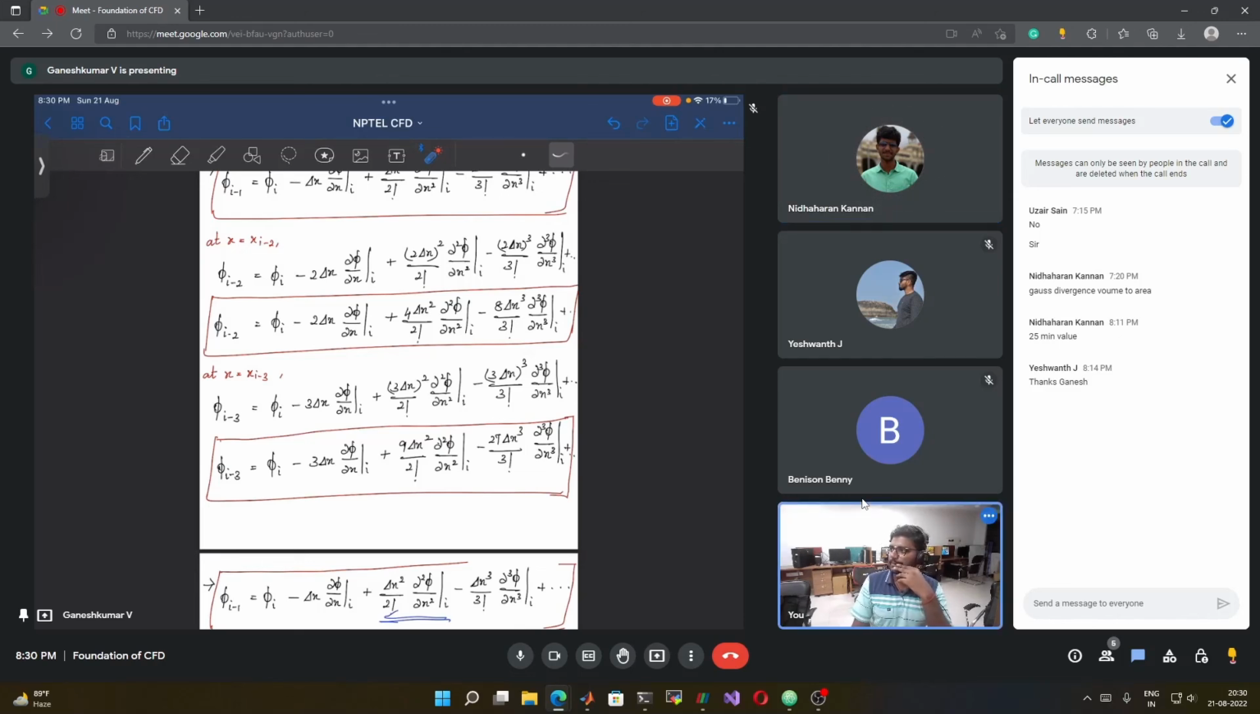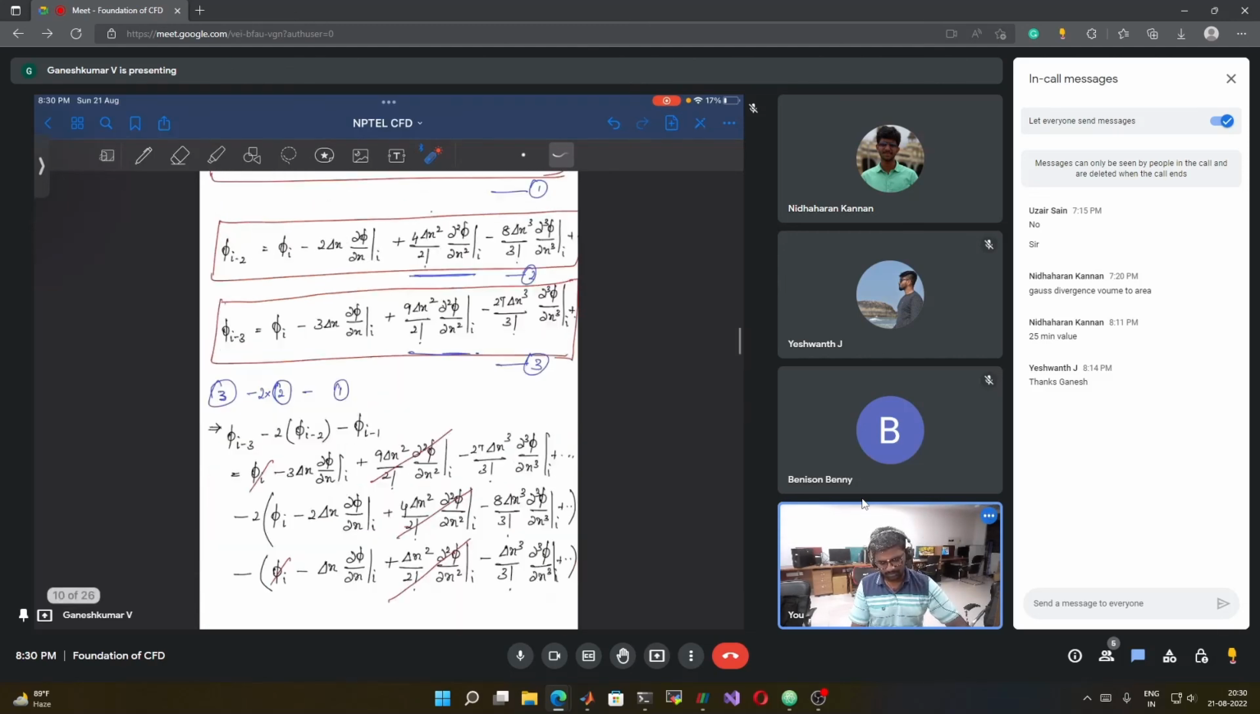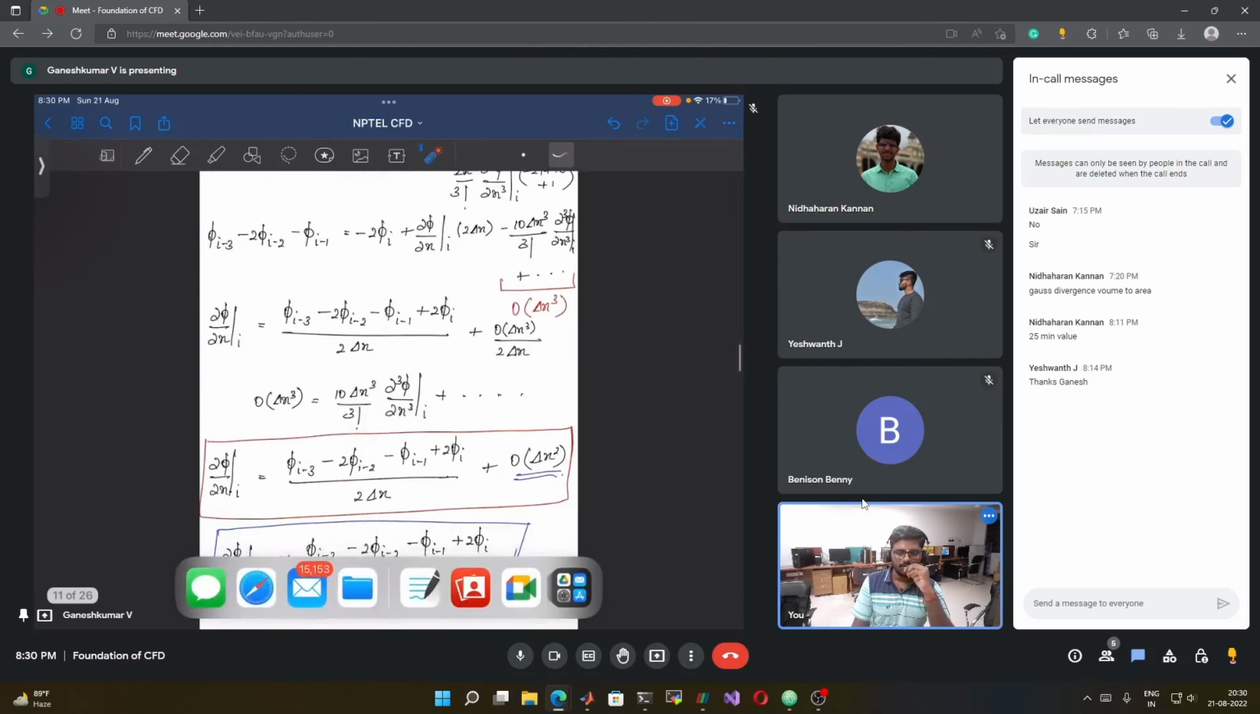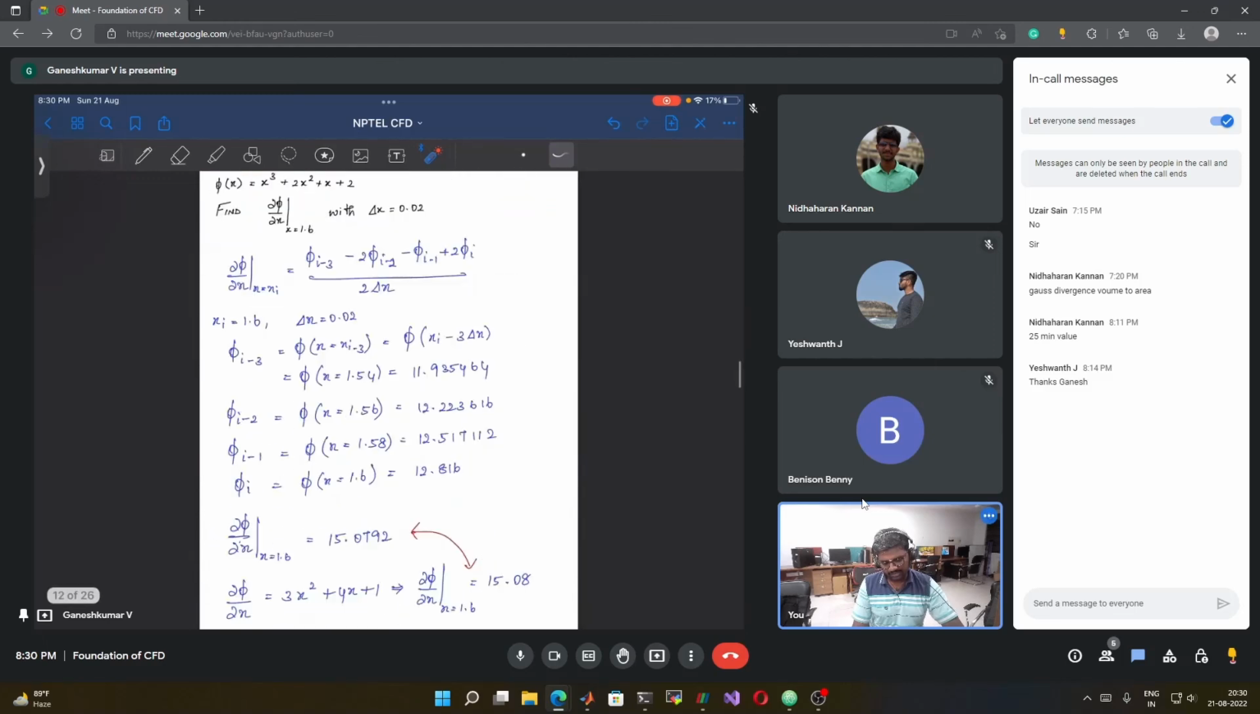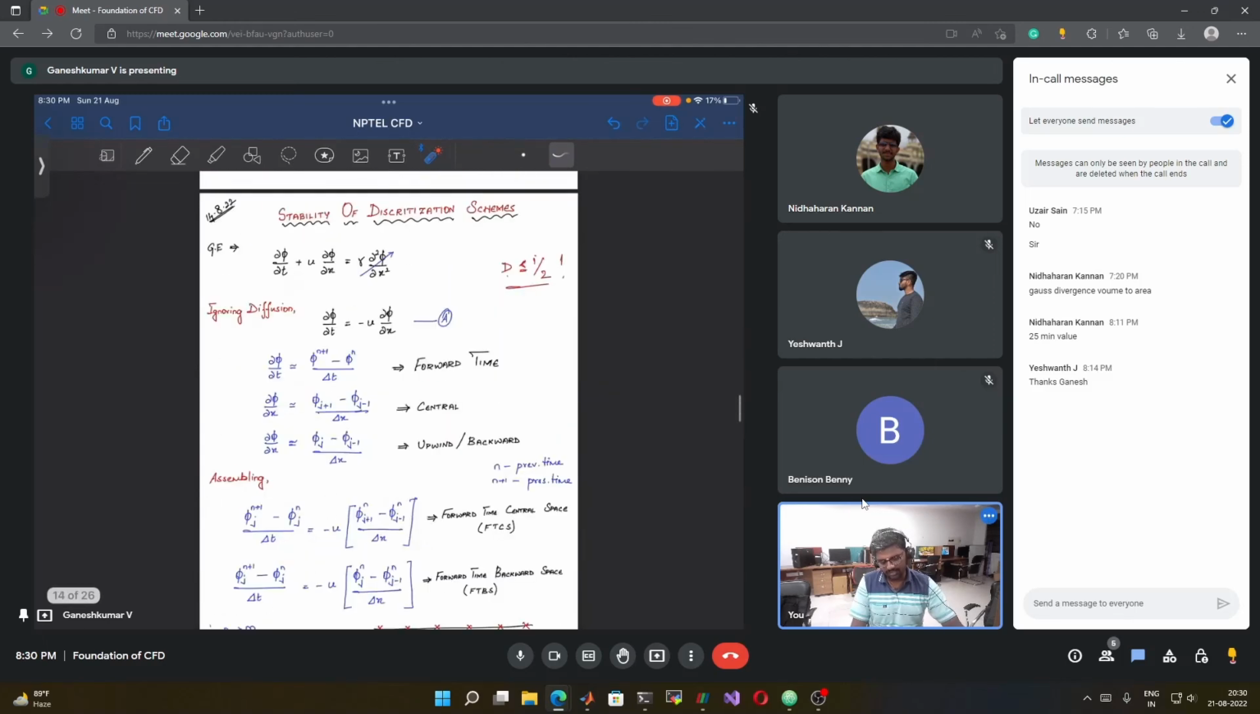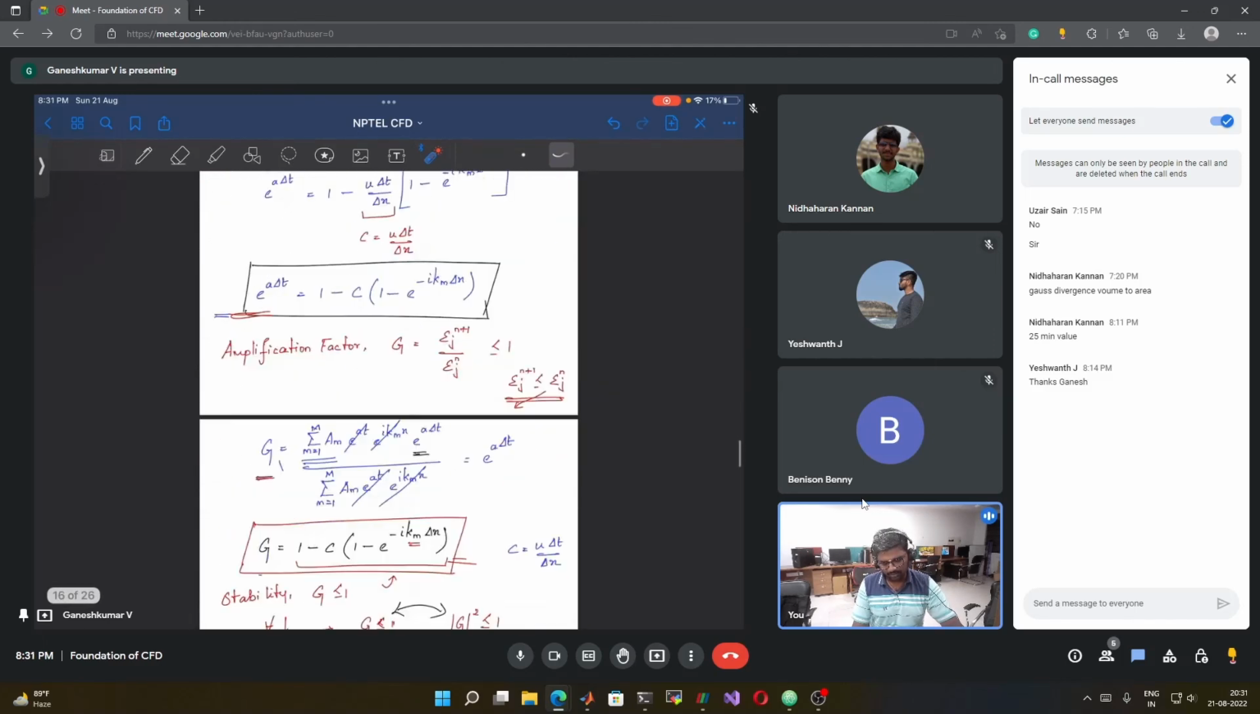Right. I'm not sure what you mean by transportiveness. Maybe I will look into that. I'm not sure in what way they say transportiveness. Anyway, diagonally dominant is essential, but I will just tell you what it means.